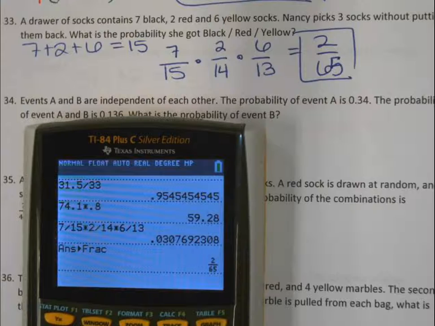Yeah? Lone socks. It's like your non-matching sock drawer and you're trying to find one that matches.